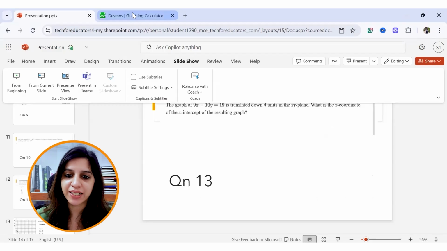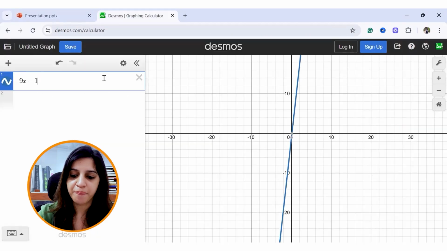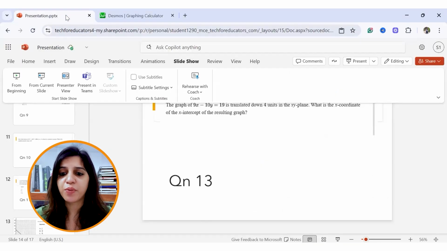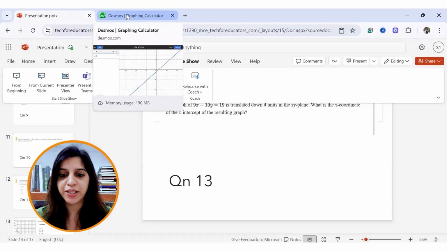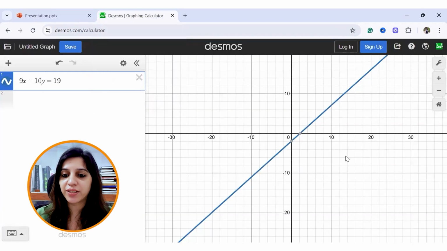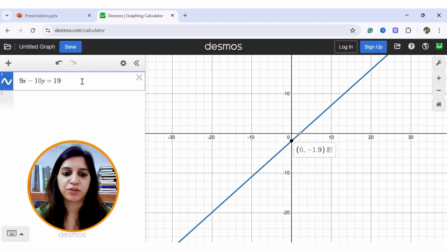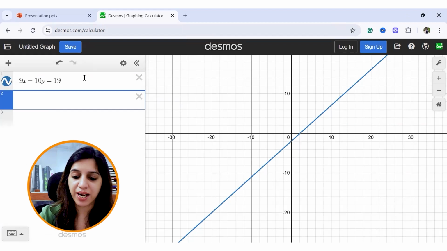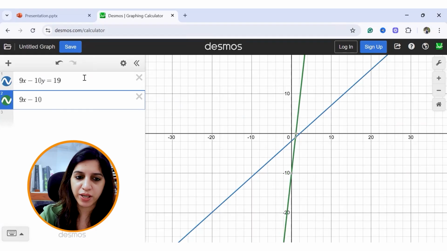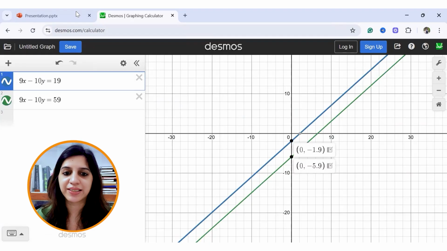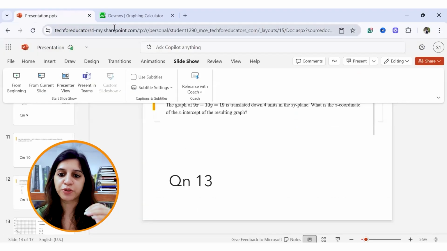First, let's put the equation of the line 9x minus 10y is equal to 19. This is my line. Now I want to translate it down by 4 units. How do I do that? To translate this line down by 4 units, I want its y-intercept, which is right now minus 1.9, to be minus 5.9. Correct? So I am going to make the equation and I want the slope to be the same. So I keep this the same. Then I want it to be minus 5.9. This is what the line translated down by 4 units looks like.